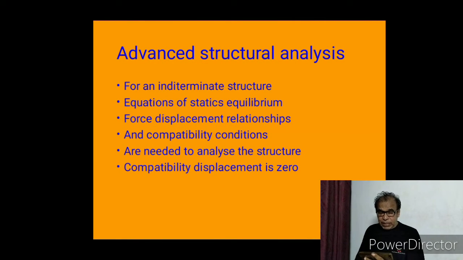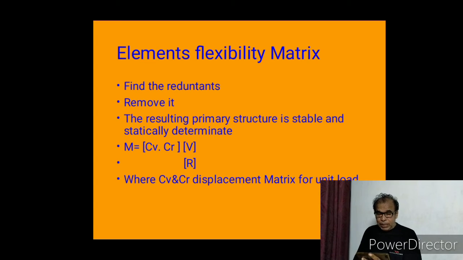For an indeterminate structure, the equation of static equilibrium is needed, the force displacement relationship is needed, and the compatibility condition is needed. The compatibility condition is that the displacement matrix is 0. That is, after loading, the joints will not break away. Elements flexibility matrix. Find the redundant, remove it. The resulting primary structure is stable and statically determinate. Then M is equal to CV CR P R, where CV and CR are the displacement matrices for unit load.